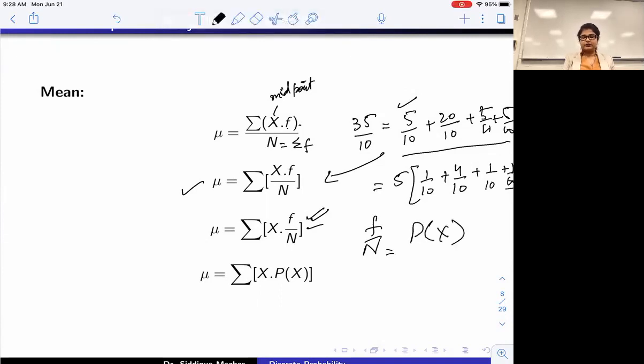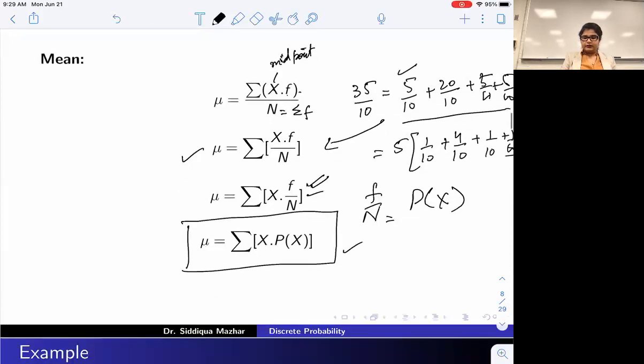So I'm writing it down as X times P of X. It means if I have to calculate the mean for the probability distribution, then I am going to use this formula: the sum of all the values, where you multiply each outcome with its probability, and then you sum all of these values, and it will give you the mean. So this is what it is.